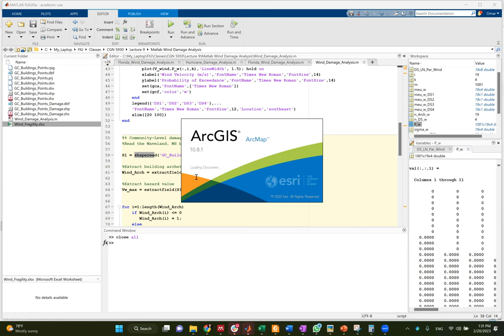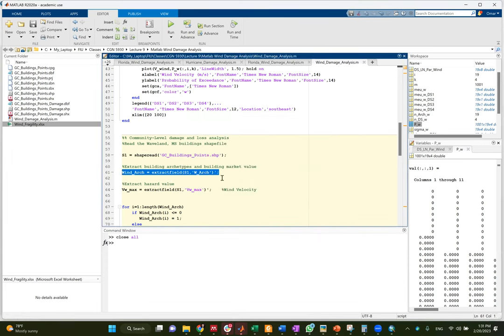So that's what I did. I extracted the wind archetype from this data. This is the function that we use. I made a variable called wind archetype, equal to extract field from S1, called wind archetype. I'm extracting this field. Let me run this section. So once it reads the shape file, I'm asking it to extract the wind archetype, and I'm also extracting the V-wind. These are the two things that I need. The second thing that I had to do is that some of the buildings that I have don't have an archetype.